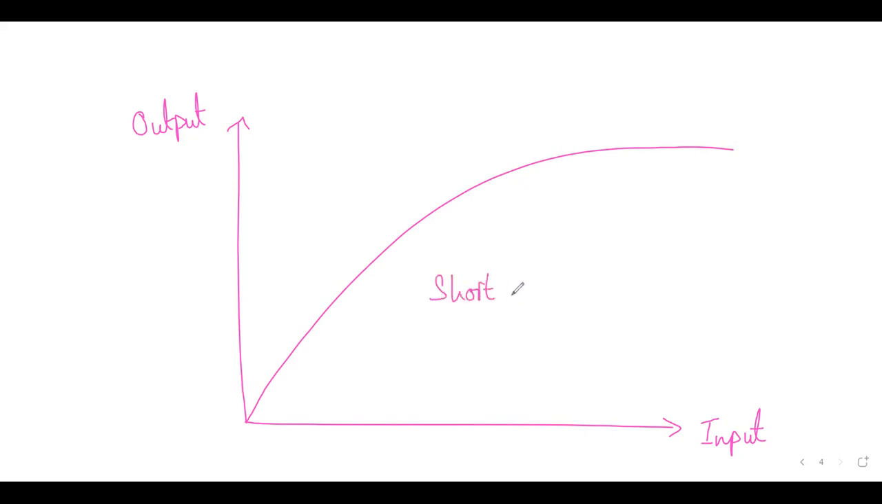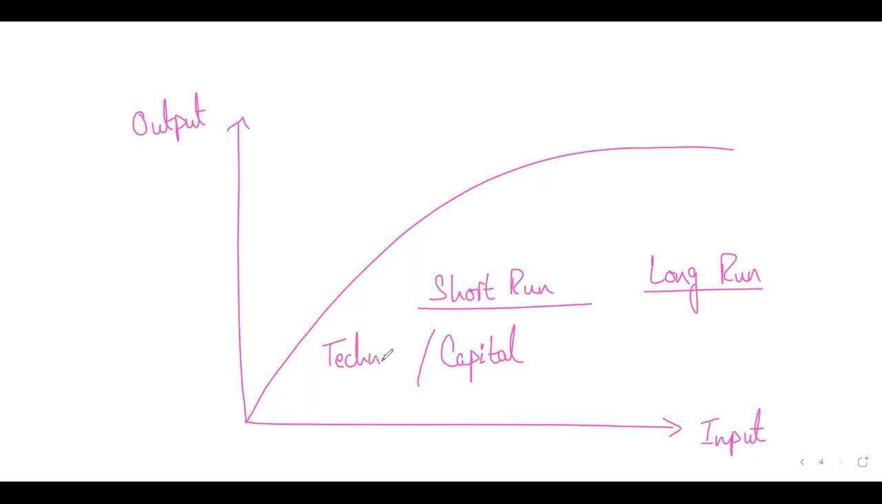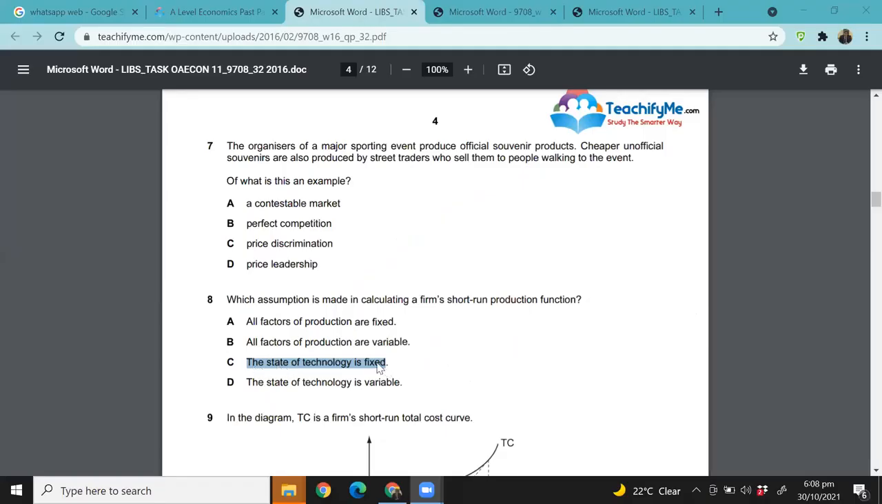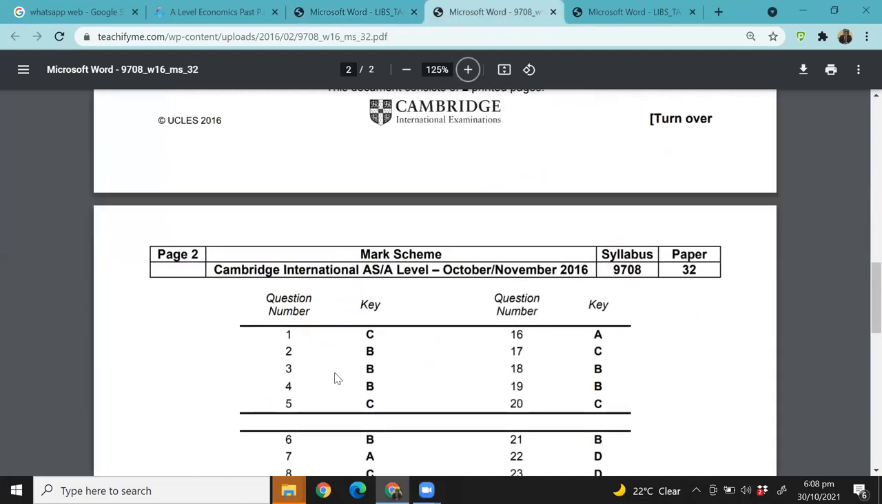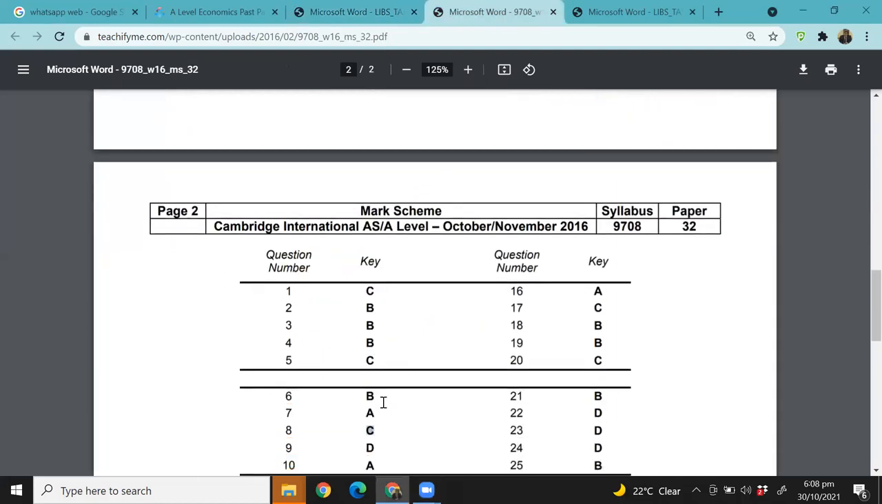Short run is when at least one factor of production is fixed, and the others are obviously variable. Usually it is the capital or the technology that is fixed in the short run. And in the long run, all factors of production are variable, including the capital. So the answer here should be: the state of technology is fixed, yes. So 8 should be C. 8 is C.